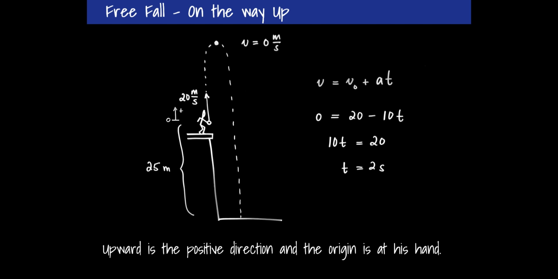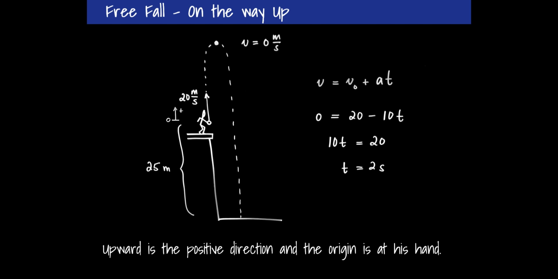I'll say that this is where my number line's 0 is, right where he releases it on its way up, and I'll choose that as the positive direction. I draw this little icon here with a 0 and upward the positive direction to indicate that I've chosen my number line to be like this.